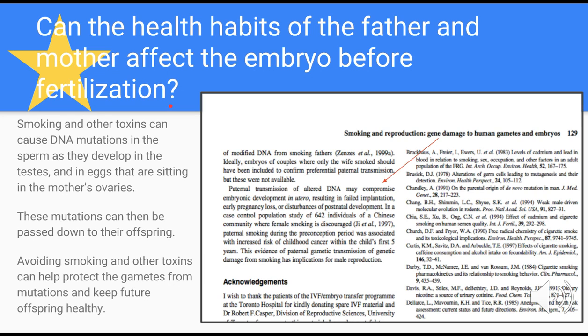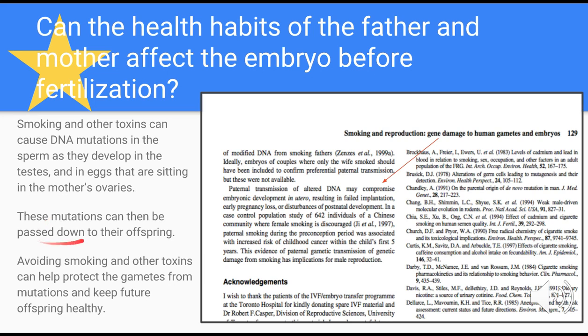If you have all of your eggs in your ovaries, the things that you do, the toxins you're exposed to at any point, can affect those eggs. So smoking and other toxins can cause DNA mutations in the sperm as they develop in the testes, and in the eggs that are sitting in the mother's ovaries.